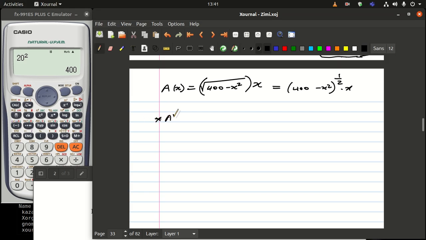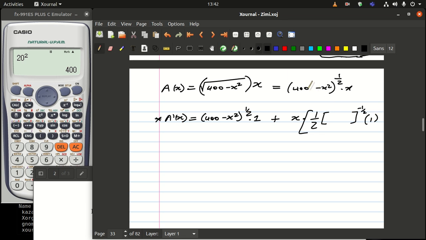We find the derivative with respect to x. The derivative of this is going to be simple. Let's keep this first: you have 400 minus x squared raised to 1 over 2, and then we take the derivative of x, which is just 1. Plus, we keep x, and then take the derivative of the other part. If this was x, we would end up with 1 over 2, and then have x inside, with a minus 1 over 2 exponent, times the derivative of the inside, which would be 1.